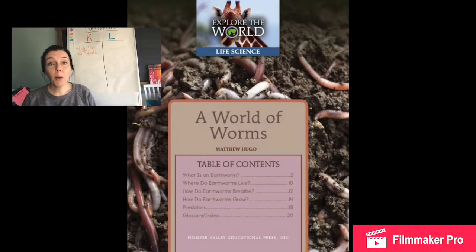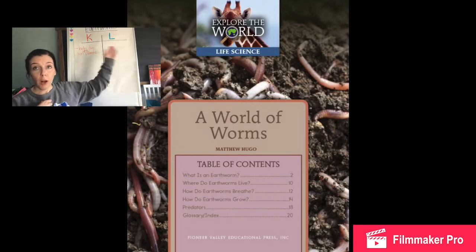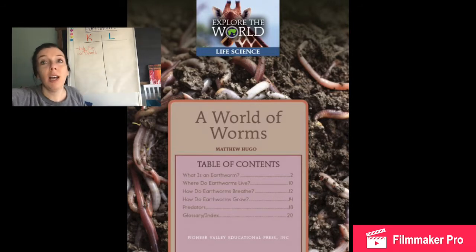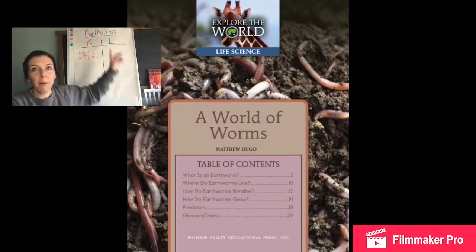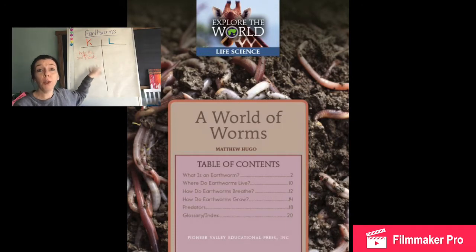All right, so our book that we're gonna read today is called A World of Worms. And this is a book about earthworms, and we're gonna learn about where they live and how they help plants and other animals. So like I said before, you should already have, and I apologize if this wasn't showing the whole way, that word, but hopefully you have already had a chance to make your chart, your T chart.